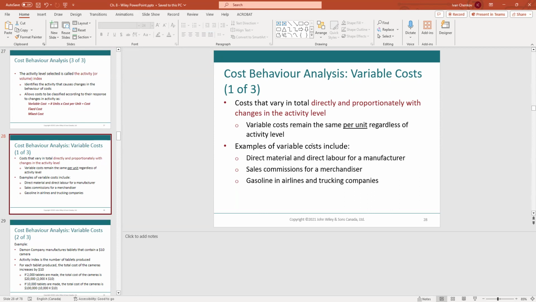So what drives the cost here? The level of activity. Which is the level of activity? The pounds that you're purchasing. So the total cost will be directly and proportionately affected by the level of activity. The variable cost remains the same per unit. So the price per pound is always going to stay $2. Then what's going to drive the cost? The number of pounds that you buy.